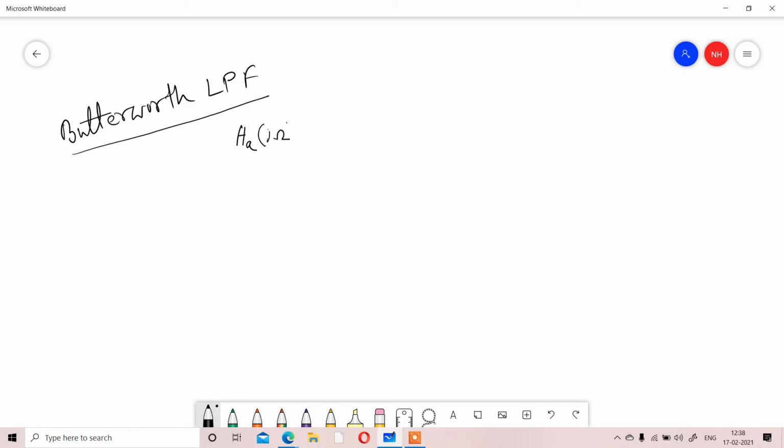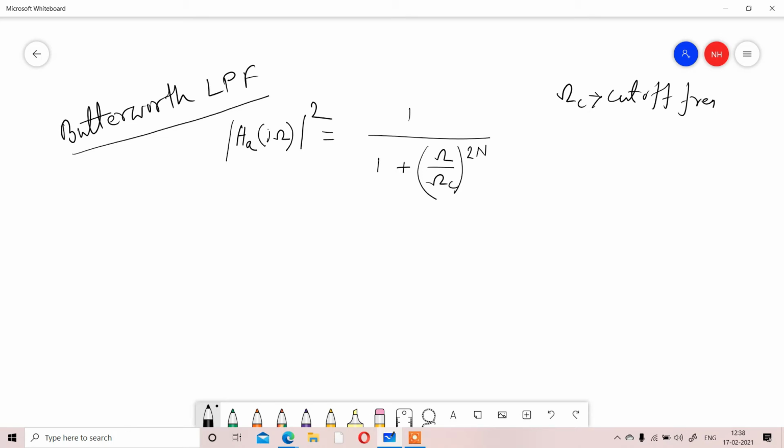So the transfer function for a simple Butterworth low pass filter is given as |H_a(j omega)| squared, that will be 1 by 1 plus (omega by omega c) to the power 2n. That is the transfer function of the Butterworth filter, where omega defines the frequency, omega c defines the cutoff frequency, and n defines the order of the filter.